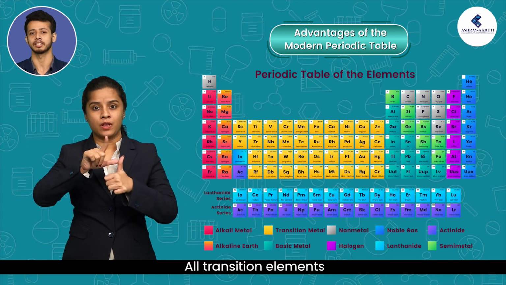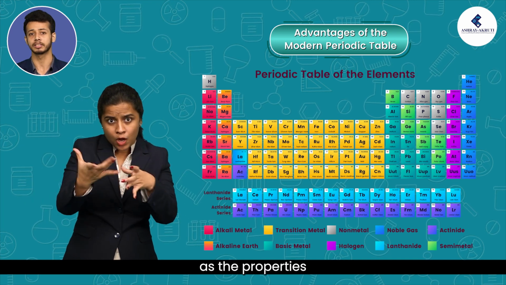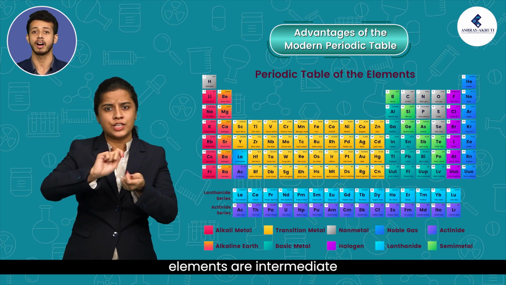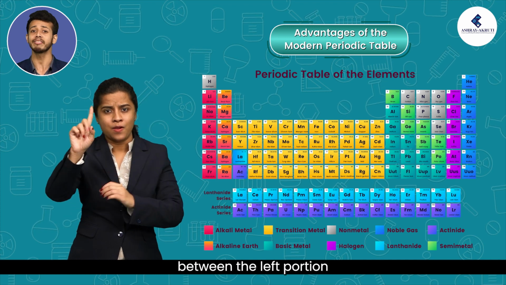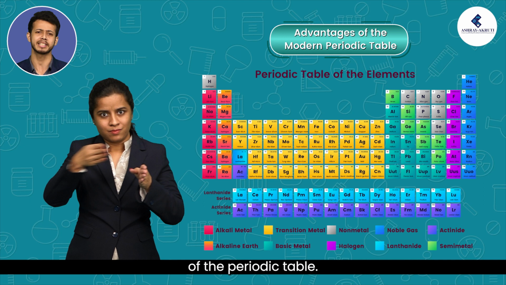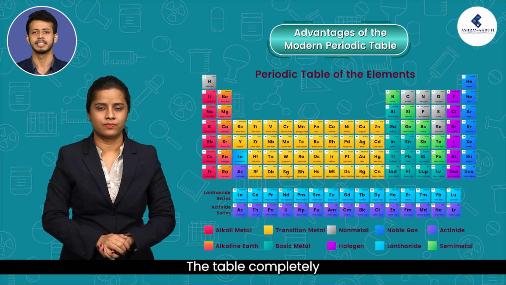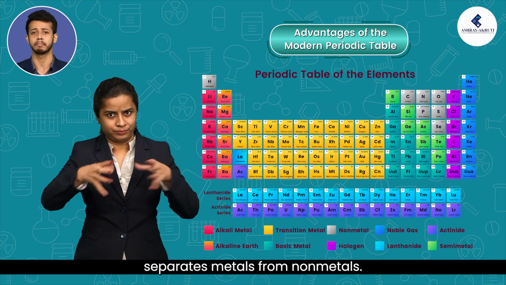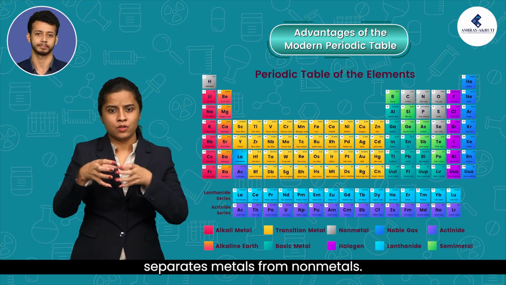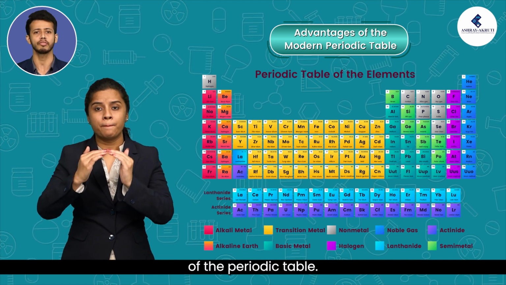All transition elements have been brought in the middle as the properties of the transition elements are intermediate between the left portion and the right portion elements of the periodic table. The table completely separates metals from non-metals. The non-metals are present in the upper right corner of the periodic table.